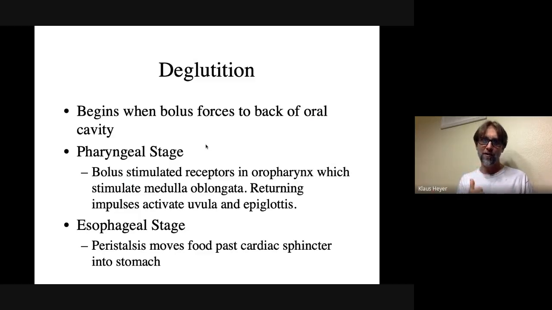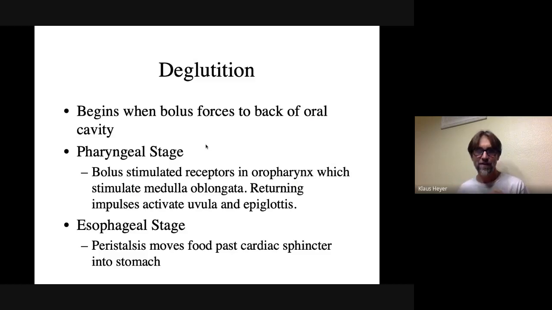So it's going back by your soft palate. There's receptors in your soft palate or back in your oropharynx. There are receptors, and they're going to send a signal to the brainstem. And then the returning impulse does two things. One, which we've already talked about, the uvula, which is going to block the nasal passages. And two, the epiglottis, which is, remember, like the cartilage of the larynx. That's going to block access to the trachea. So the food has no choice but to go down the esophagus.